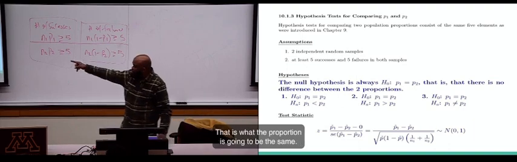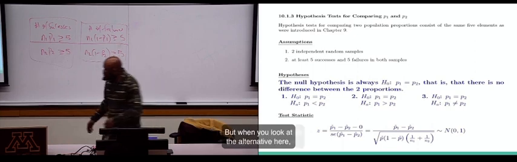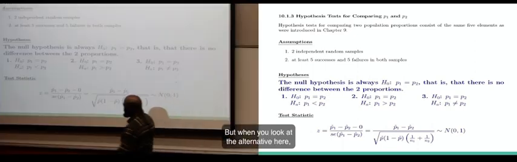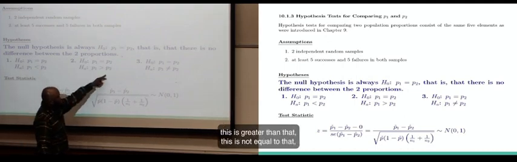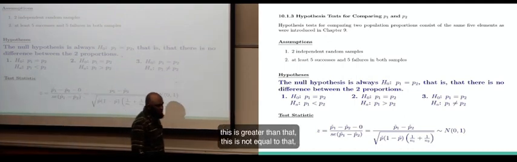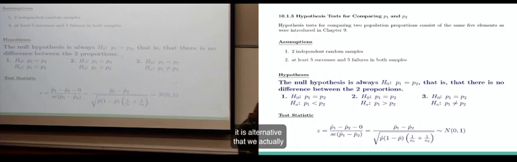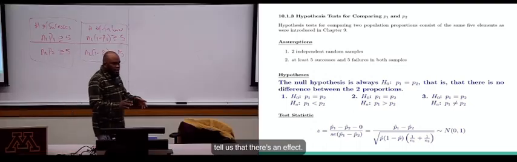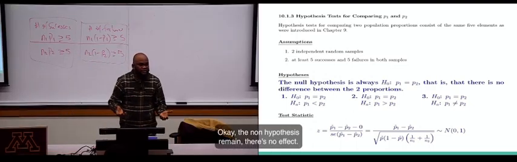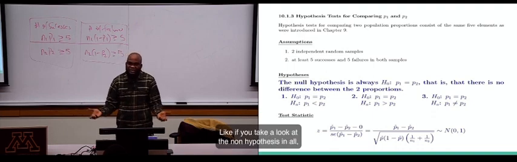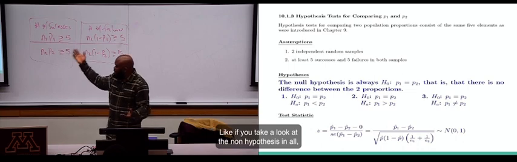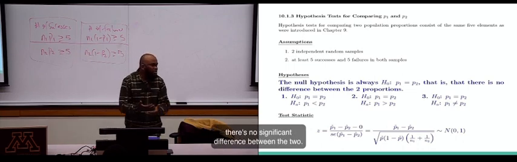That is what we're trying to say, the proportion is going to be the same. But when you look at the alternative here, it's trying to say this is less than that, this is greater than that, this is not equal to that. It is the alternative that will actually tell us that there's an effect. The null hypothesis remains: there's no effect, no significant difference between the two.